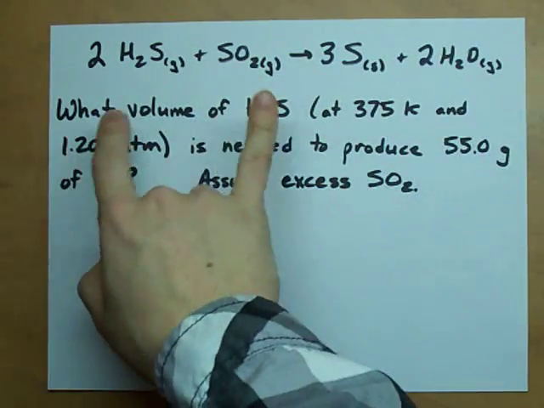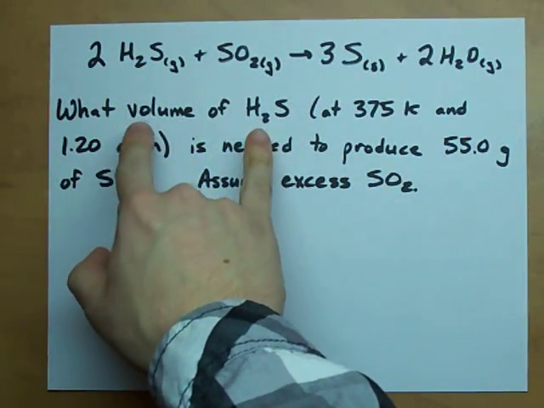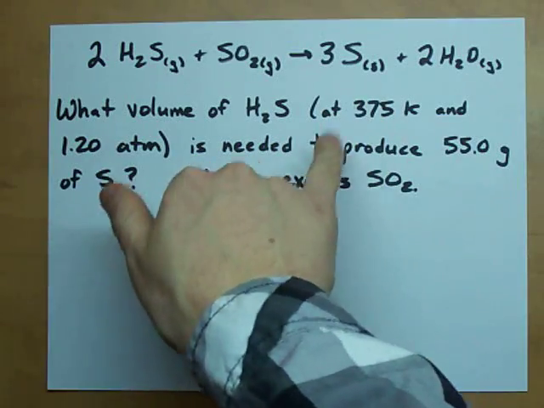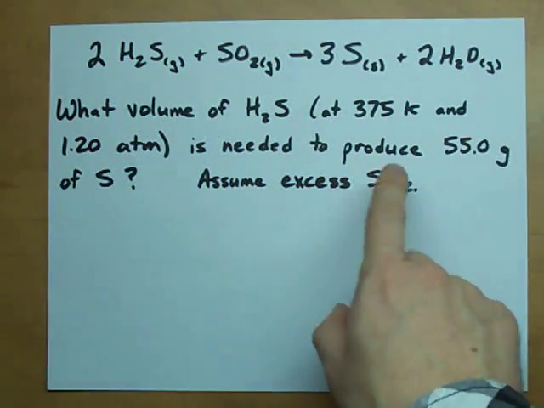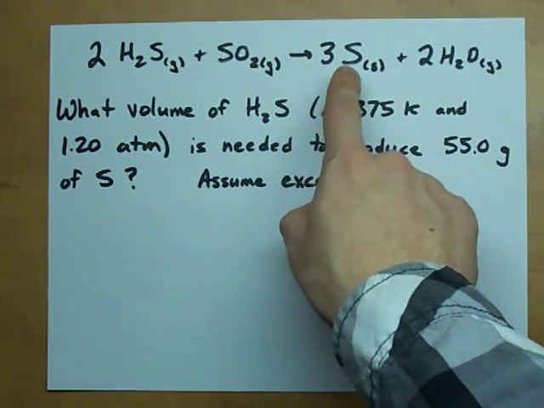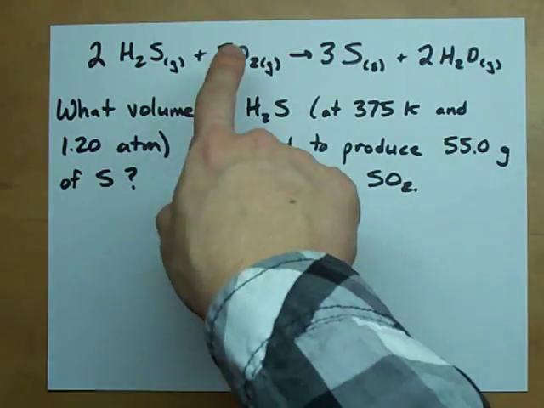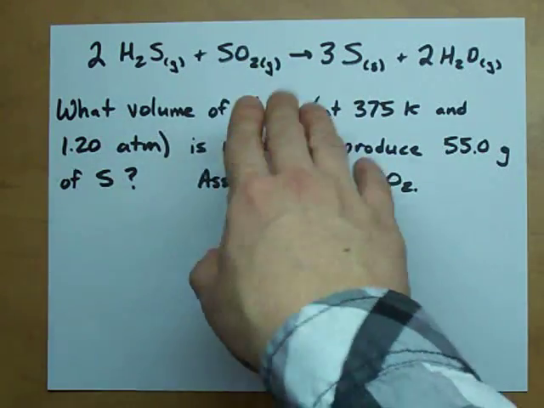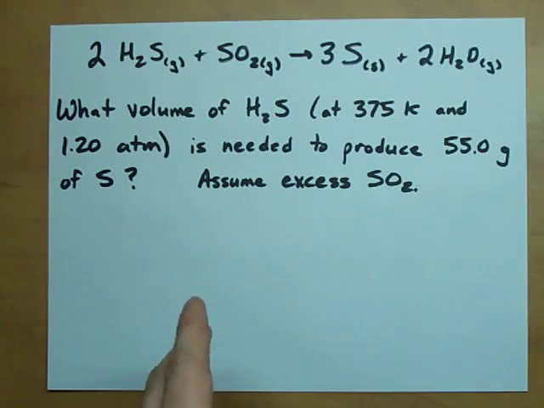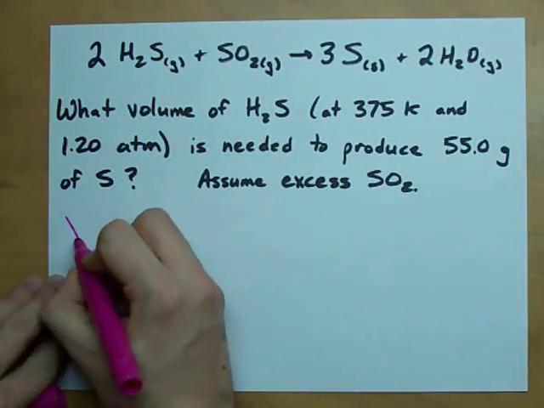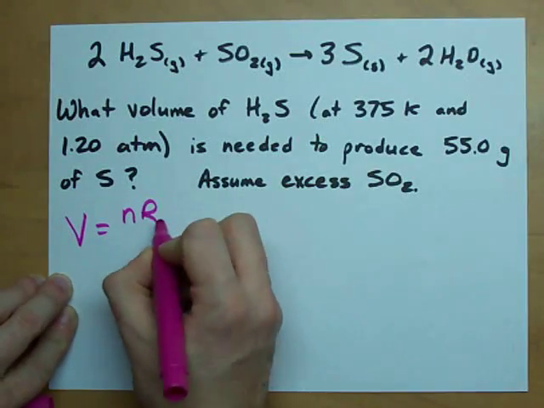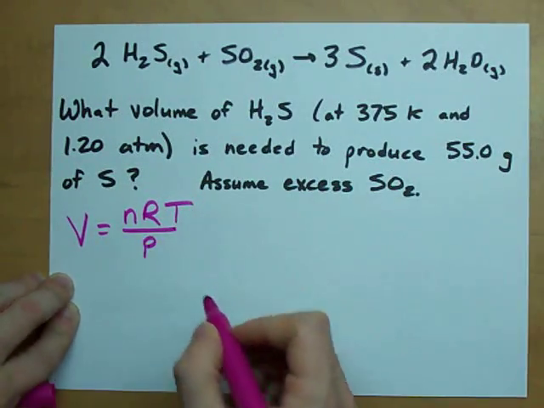They're asking for the volume of hydrogen sulfide at a particular temperature and pressure that's needed to produce 55 grams of the solid sulfur. They say we can ignore this, assume it's in excess. Now again, they're asking for the volume of a gas, and I only have one way to solve for that. It's with the ideal gas law, nRT over P.